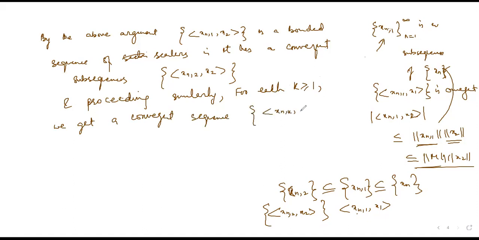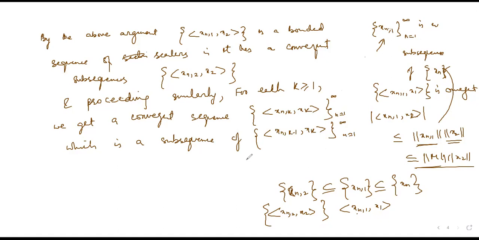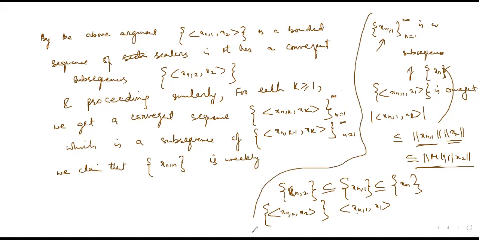ऐसे मैं लिखूंगा ⟨xnk, xk⟩, right, which is a subsequence of ⟨xn(k-1), xk⟩. I think yes, that's how we write it. Of course यहाँ n run कर रहा है, okay, we claim that अगर मैं लूंगा ये सीक्वेंस, it is weakly convergent. मुझे चाहिए ना एक सब सीक्वेंस ऑफ xn जो ओरिजिनल सीक्वेंस है, that's weakly convergent in H. So we claim that this is weakly convergent in H.